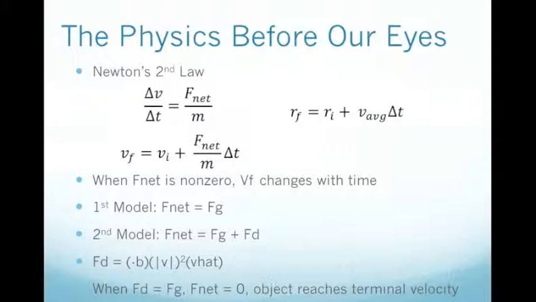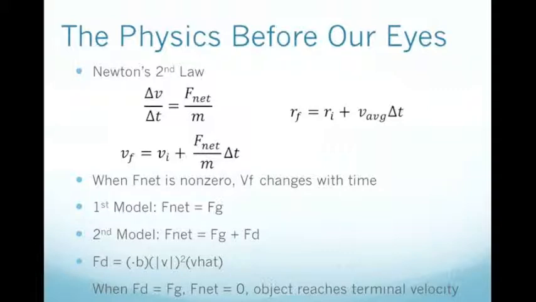In the first model, we choose the net force to strictly be the gravitational interaction between the crumpled paper and the Earth. In the second model, we choose the net force to more accurately be the sum of gravitational force and the drag due to the interaction between the crumpled paper and air. The drag force acts in the opposite direction of the object's motion.